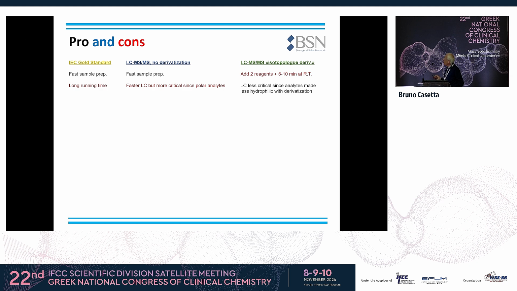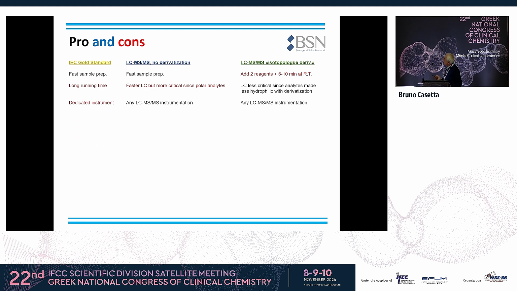The second point is that, as expected, we no longer have the difference in running time. Here we are more or less at the level of 20 minutes for both. Of course, with the chromatography here, since we are still staying with the native amino acids, the separation is a little more critical and the chromatographic behavior is slightly worse than here, where, thanks to the derivatization, the analytes are getting less hydrophilic.